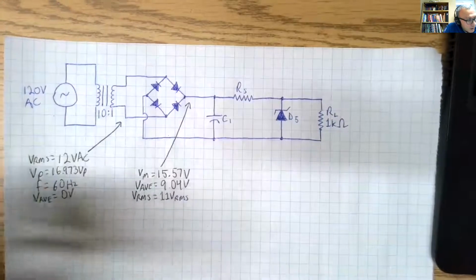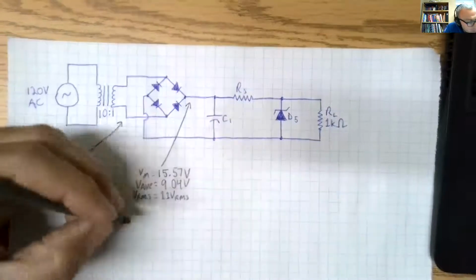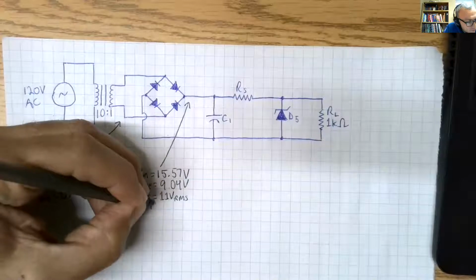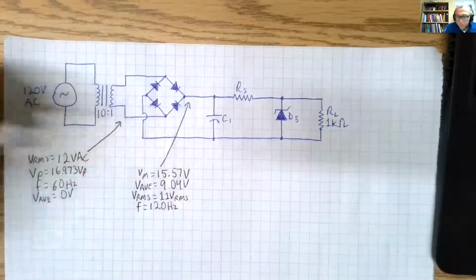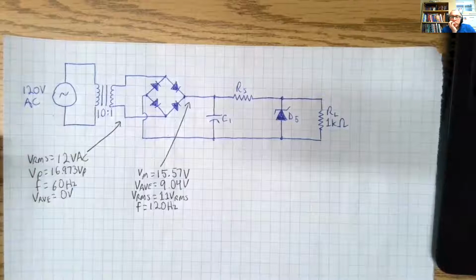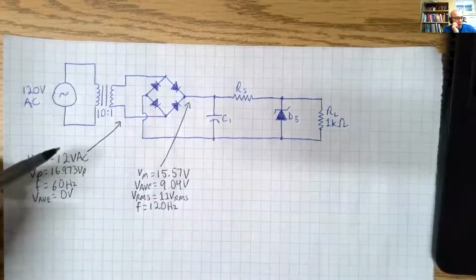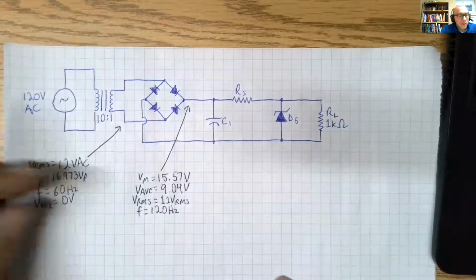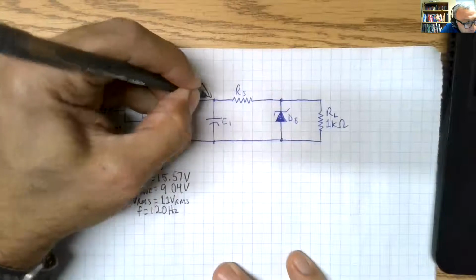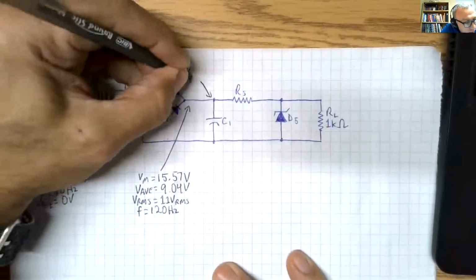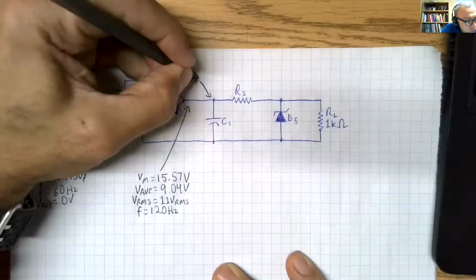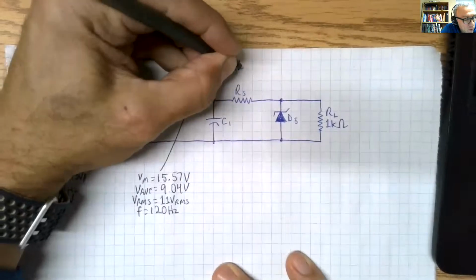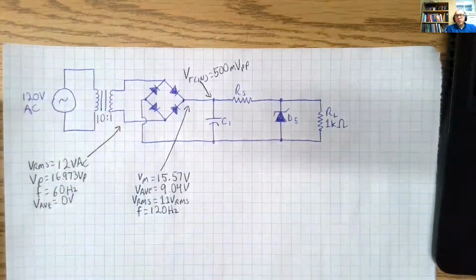But a big switch that we have to remember is that the frequency after a bridge rectifier is 120 hertz. After a bridge rectifier, the frequency is 120 hertz. Now, we stated previously that our design wanted an input ripple voltage of 500 millivolts peak to peak. That's what our design wanted.